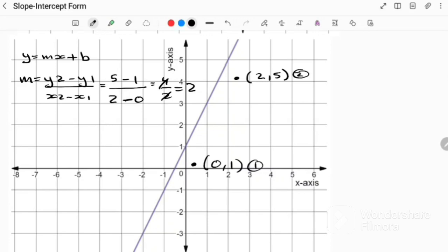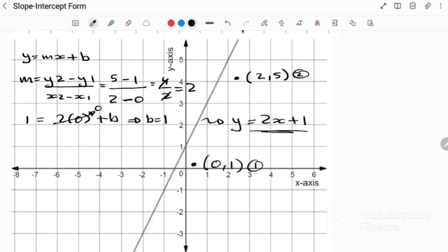Now we can find b using that m and any one of the coordinates. I'm going to use coordinate 1. So our y is 1, and this is equal to our m, which is 2, times our x, which is 0, plus b. Again, this goes to 0, 2 times 0 is 0, and we are left with b is equal to 1. Now we have everything to write our equation. So the equation of this line is y is equal to 2x plus 1. This is the equation for this line.